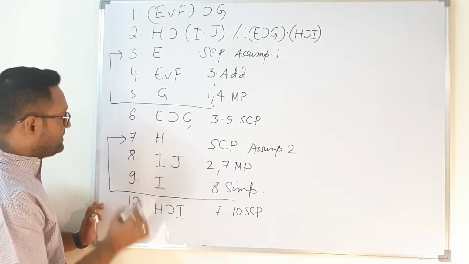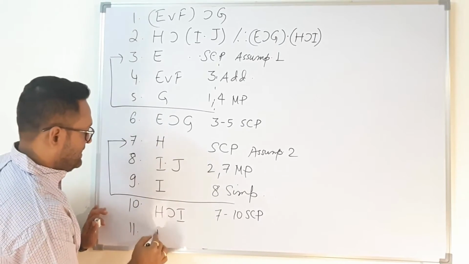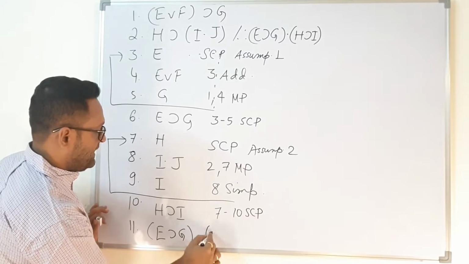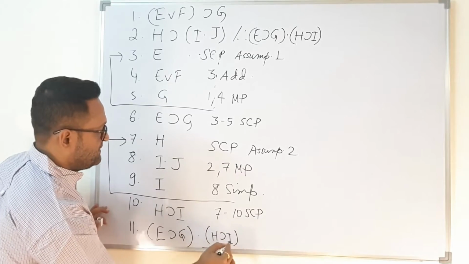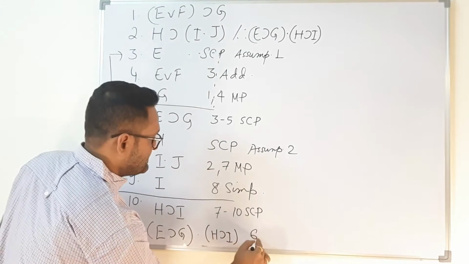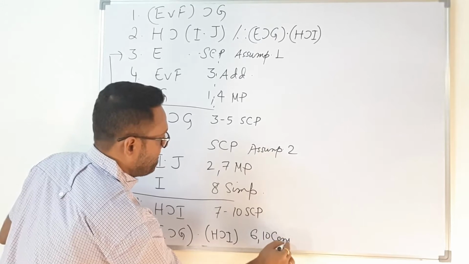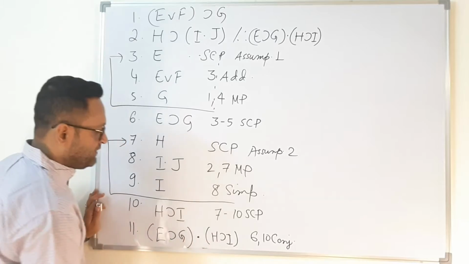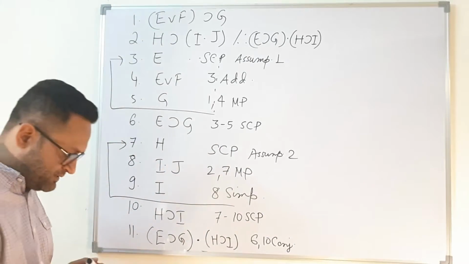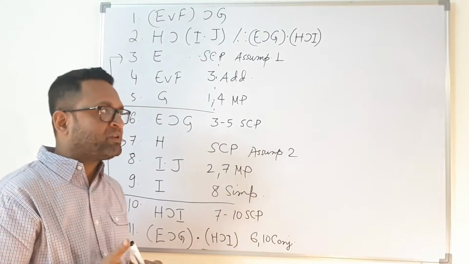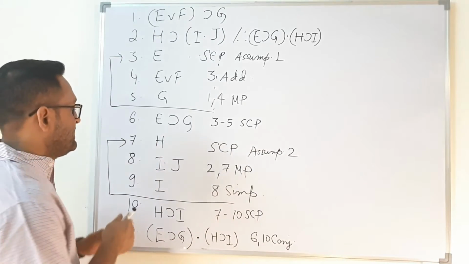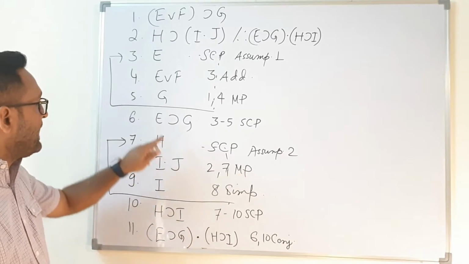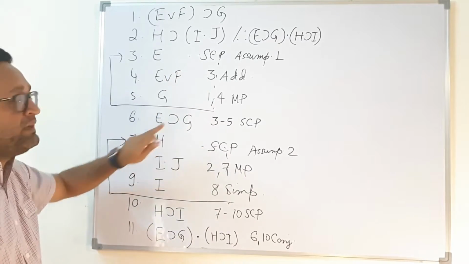So on step number 11, what can I do? E implies G dot H implies I. This is going to be 6-10 conjunction. So I reached my desired destination, and whatever was required is solved. As I told you, it's a pretty simple question. But you can see the strategy, and you also need to understand that these steps cannot be used after here, and these steps cannot be used from here.